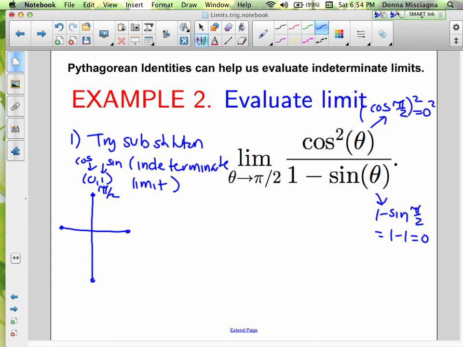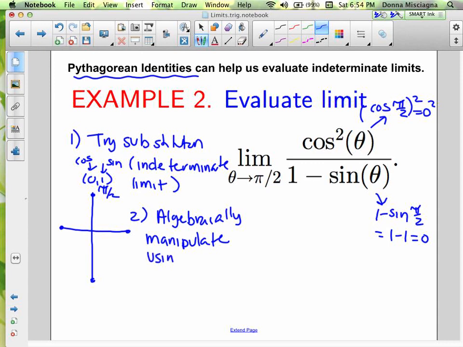Let's try something else. Well, I give you a big hint right here. Let's try Pythagorean identity. Maybe that will help us. So part number 2, let's algebraically manipulate, and that's what all those techniques we learned in the analytical lessons were. Algebraically manipulate using Pythagorean identity.